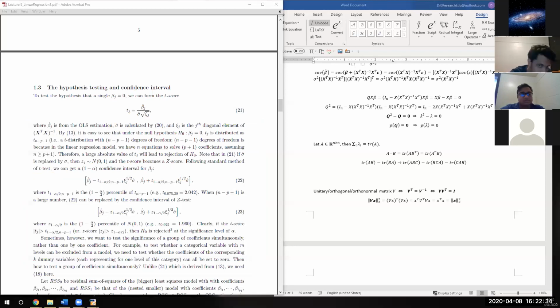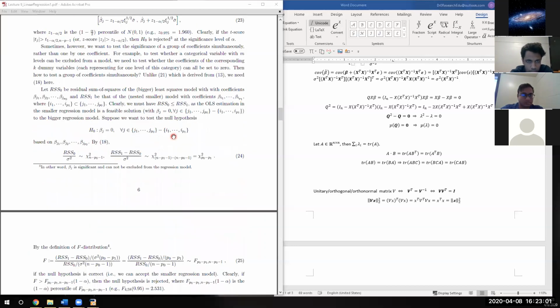In other words, if the beta number is inside it, the score here is inside it, then you're going to accept it. You will not reject. In other words, yes, beta j should be kicked out. If it's outside, then beta j should be included. It's significant. Okay, so this is the hypothesis testing for a single beta j.